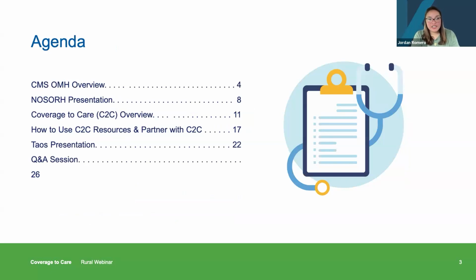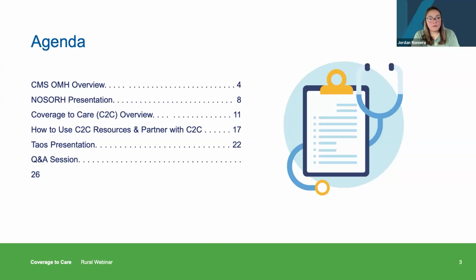On this slide is the agenda for today's webinar. We'll begin with a quick overview of CMS OMH, our framework for advancing healthcare in rural, tribal, and geographically isolated communities, and some of our rural health resources. Next, we will turn the presentation over to the National Organization of State Offices of Rural Health, also known as NOSORH, to discuss the role that NOSORH plays to improve access and the quality of healthcare for rural Americans.